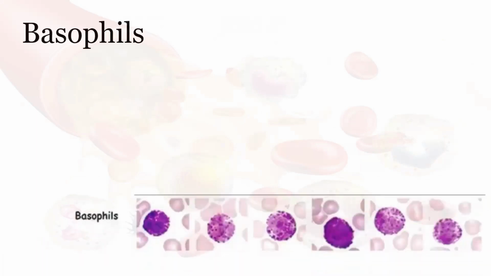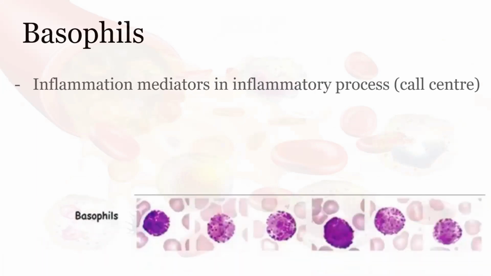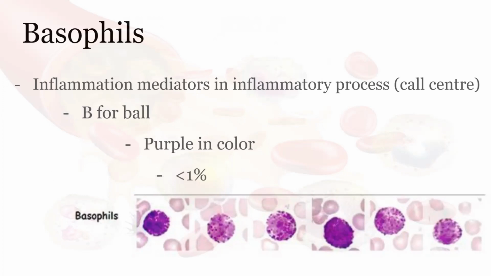Basophil. This is how it looks. They are inflammation mediators, and in the inflammatory process, they are basically like a call center. So once they are on point, they go in and round up everyone else. B for ball. Basically, it always comes in a ball form, so it should be a giveaway. It basically goes with purple staining, and it makes up less than 1%, approximately 0.5% of white blood cells.